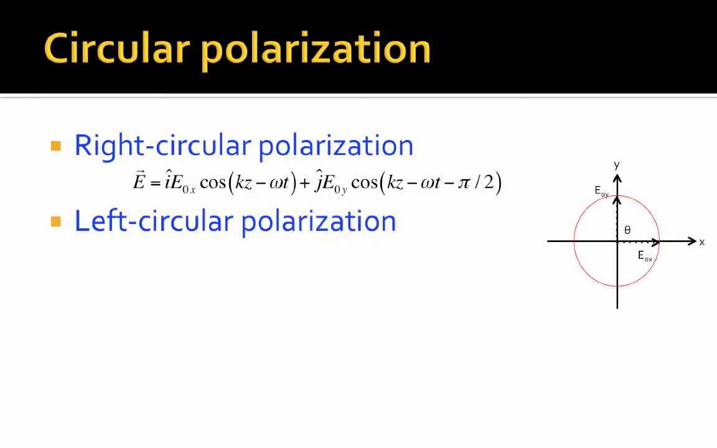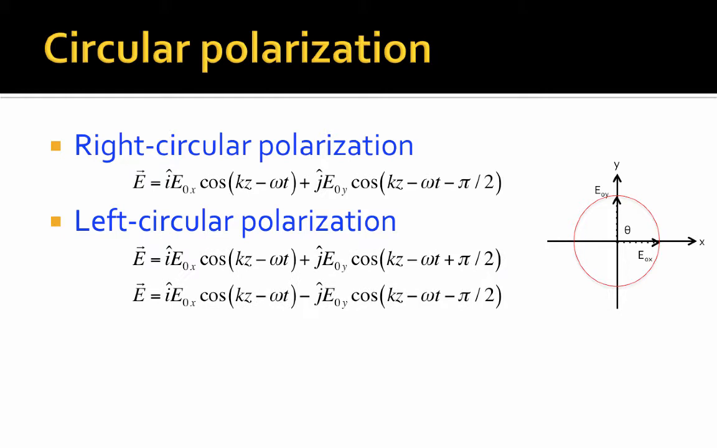Now, left circularly polarized has the opposite phase. We could also move that opposite phase out to an i term in the exponent outside of the cosine term. It becomes a minus outside of the cosine term.